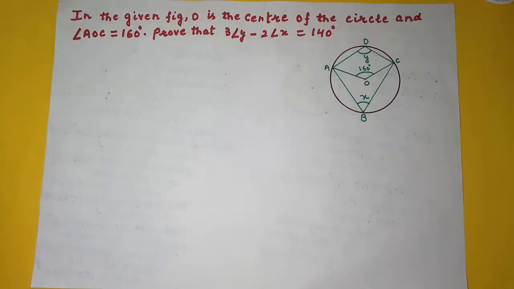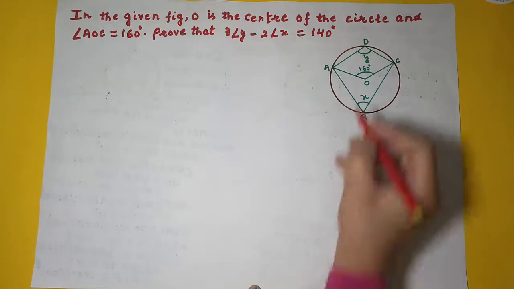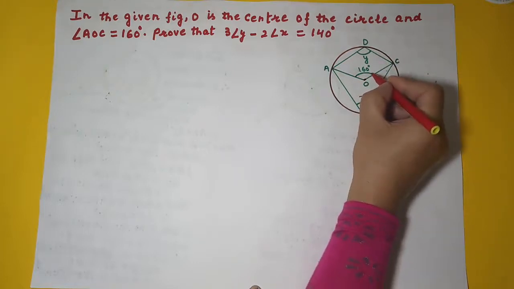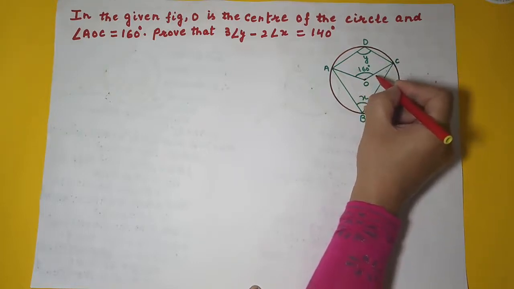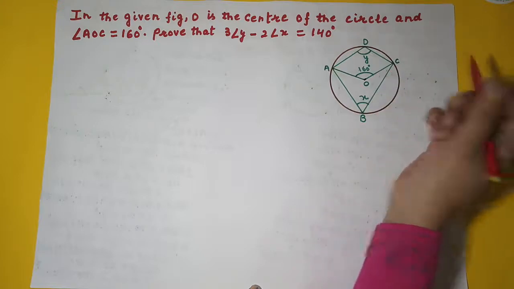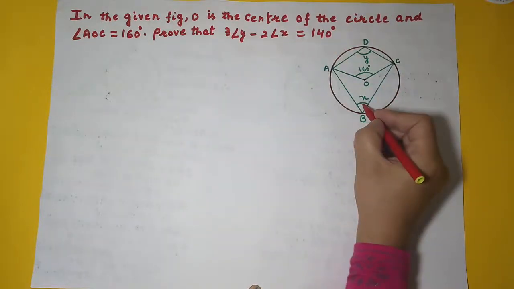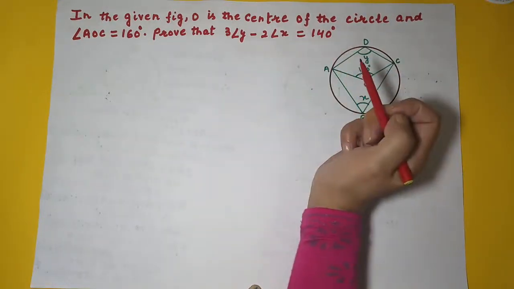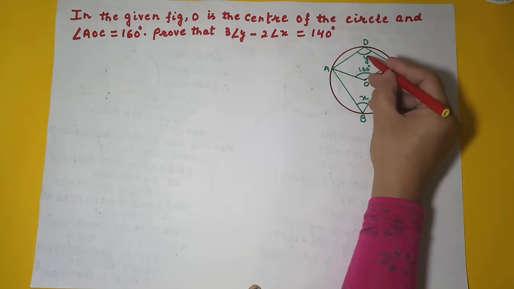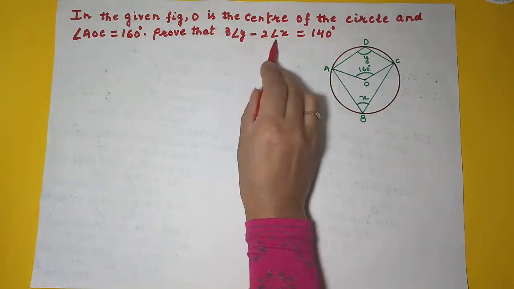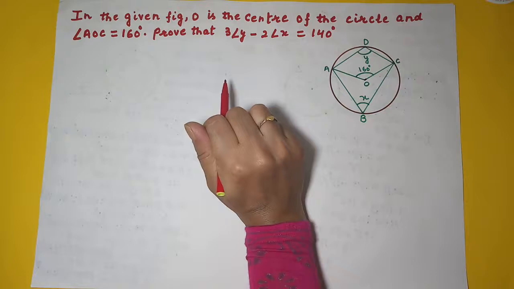Again, continuing with the circles. In the given figure, O is the center of the circle, and angle AOC is 160 degrees. He wants us to prove that 3y minus 2x equals 140. That means we have to calculate the value of y and x. We have to find these two angles, then substitute their values here and we should get 140.